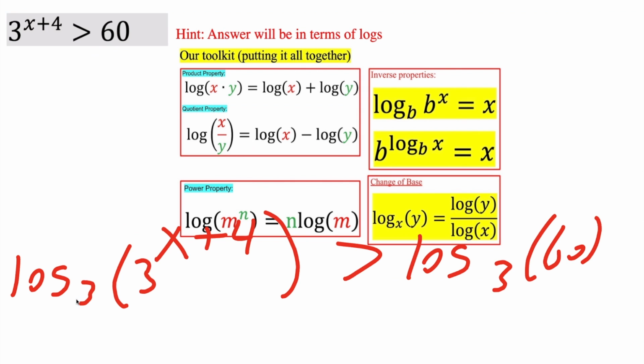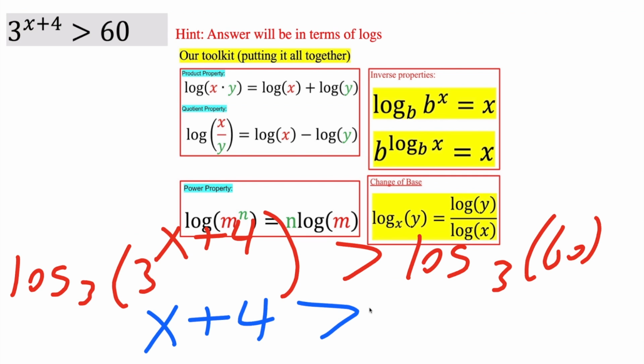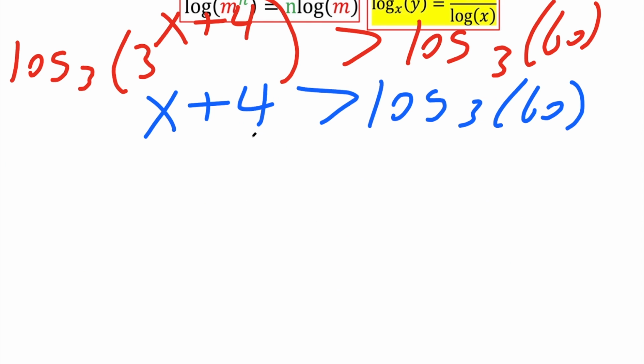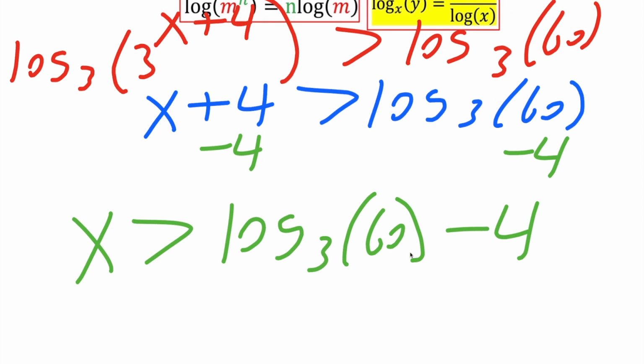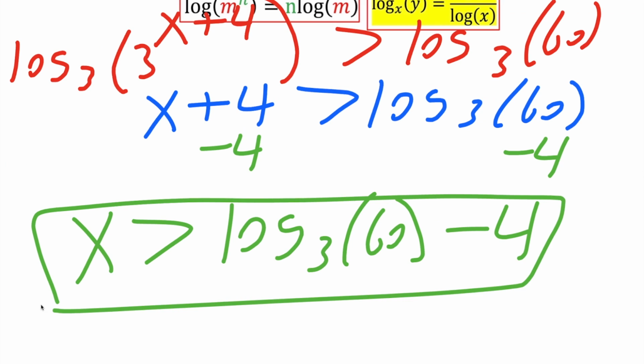Because we put log base 3 here, we had to put it right here too. So by doing this, all of this is canceled except the exponent, again using the inverse properties of logs. So we're going to get x plus 4 is greater than log base 3 of 60. So we want to get rid of the positive 4, so we're going to subtract 4 on both sides. And we're going to get x is greater than log base 3 of 60 minus 4. And we can box in this answer. And that's all we need to do to solve exponential inequalities.